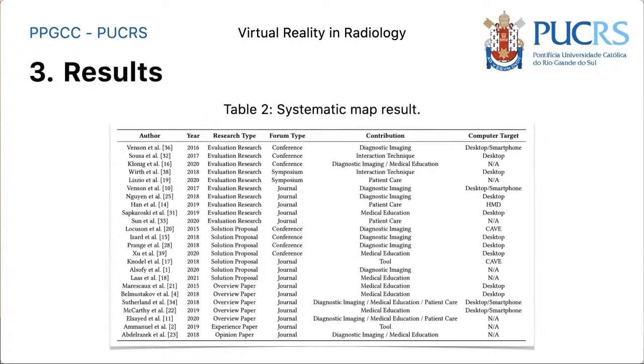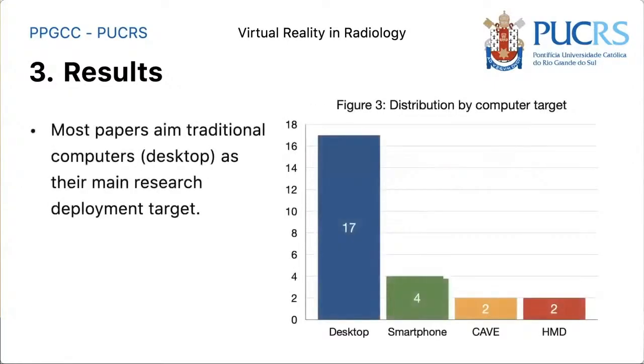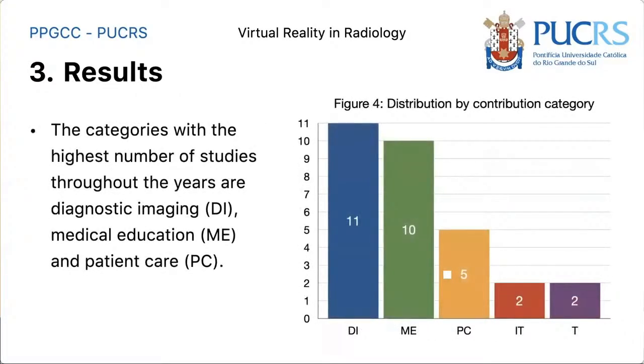As for the results of our systematic map, I highly suggest you pause the video and take a look at Table 2, which depicts the classification of the papers regarding their publication year, research type, forum type, contribution, and computer target. From the Table 2 we've just presented, we can see that most papers have traditional desktops as their main research deployment target. Besides, still from the same table, we can also say that the categories with the highest number of studies throughout the years are diagnostic imaging, medical education, and patient care.